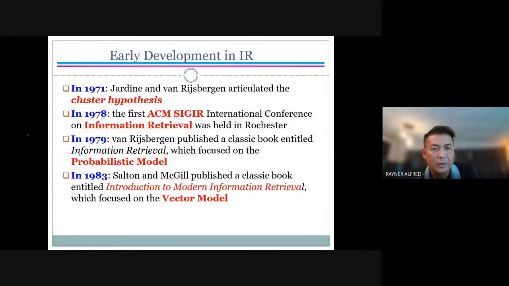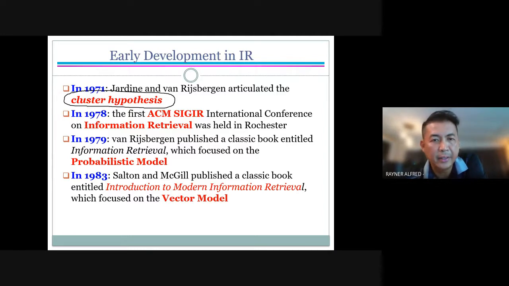Okay. So in 1971, Rijsbergen introduced the cluster hypothesis, in which we apply clustering in order to group the documents. So we perform clustering in order to segregate or separate them based on the topic or based on the content of the document.